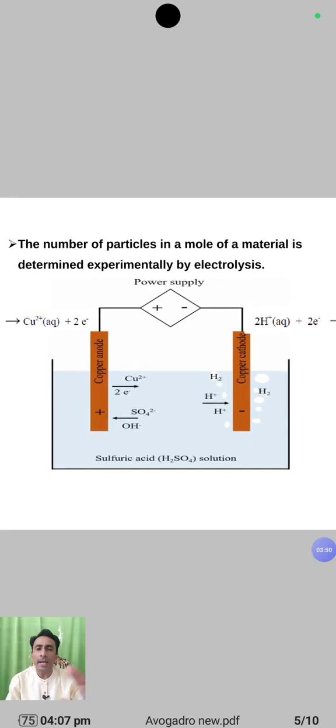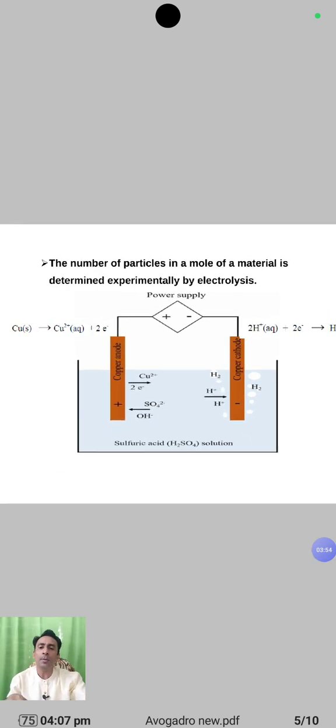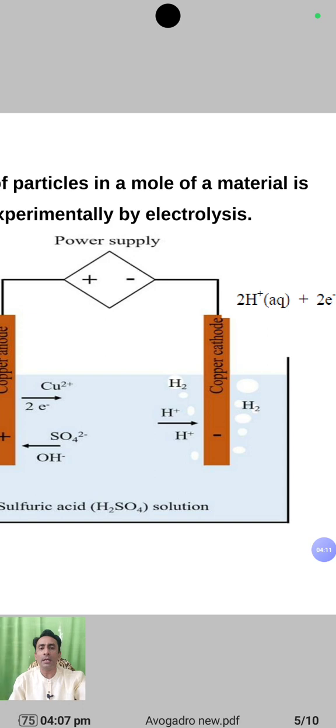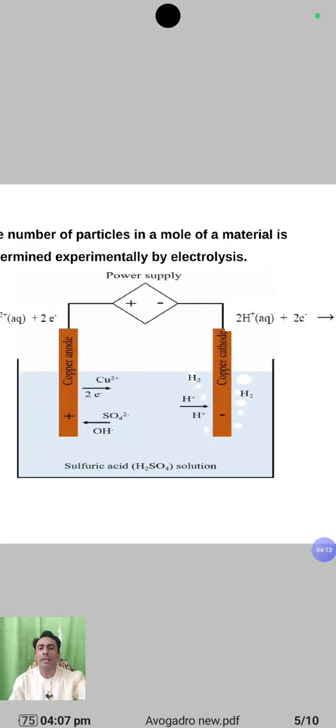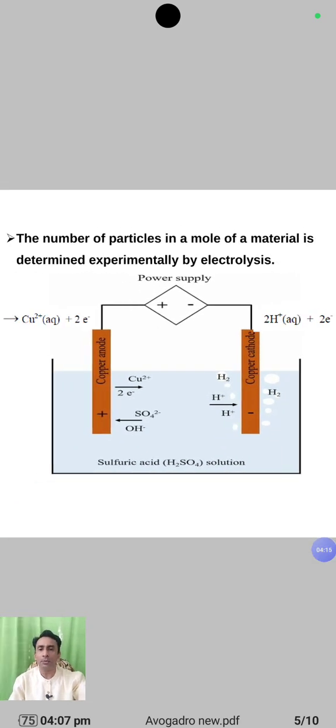What is current? Current means movement of electrons. Movement of charge creates the current. So when we supply this electric current, these electrons travel towards this copper cathode. As electrons come towards the cathode, it acquires a negative charge. So the cathode is negatively charged.